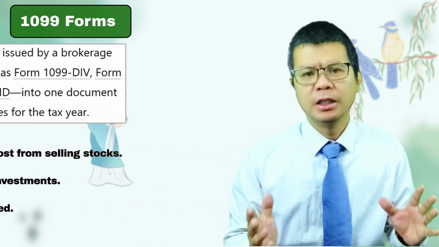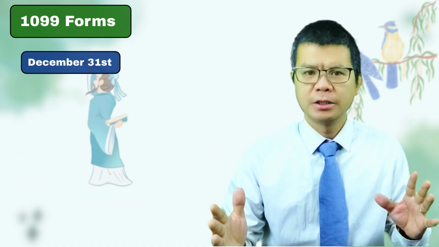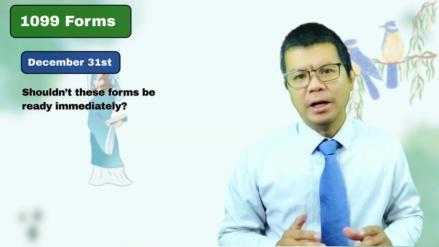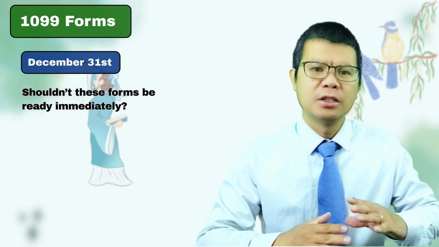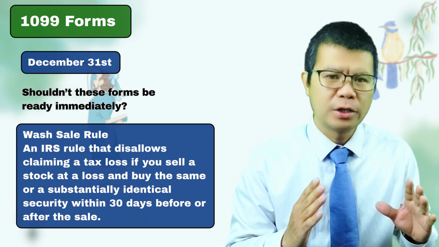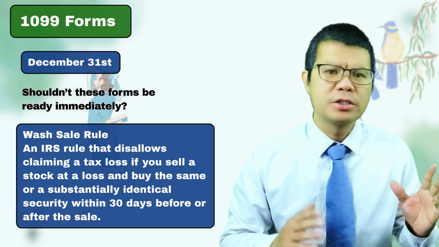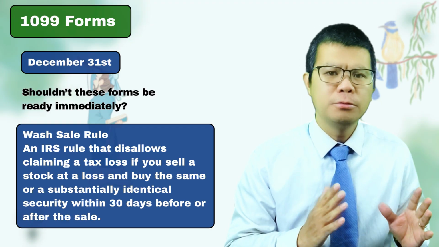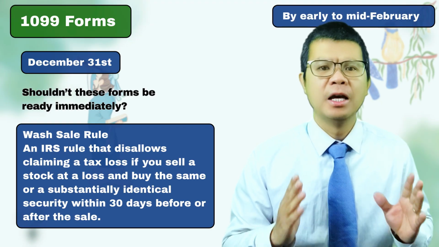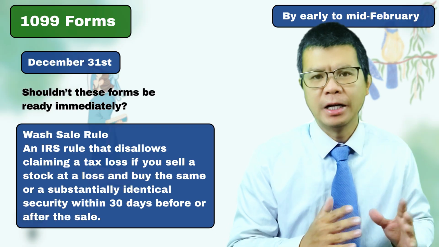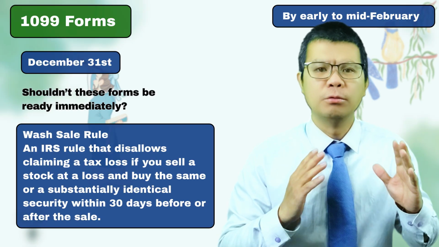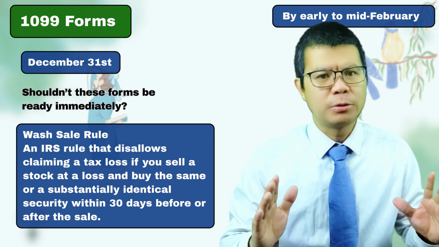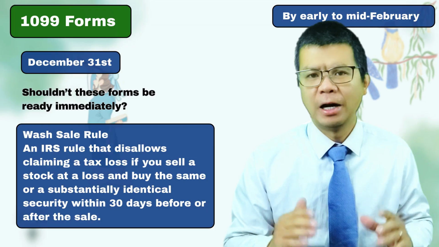Now, you might be wondering, if the year ended on December 31st, shouldn't these forms be ready immediately? Well, not quite. Certain transactions, like the wash sale rule, can retroactively affect your taxes. Brokers need time to double-check everything before sending the forms. By early to mid-February, you will typically have all your 1099 forms in hand, giving you a clear picture of what needs to be reported on your tax return. This ensures your numbers are accurate and ready for filing.